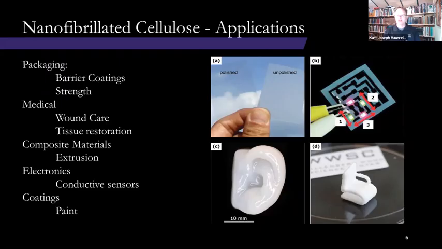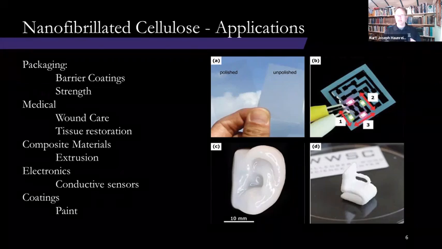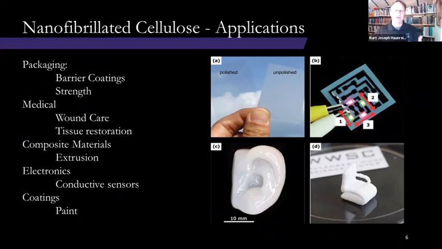Electronics, it's used in electronics for conductive sensors. You've all heard about the smart paper that Anthony's lab is developing, right? That's an opportunity for NFC to be used in those products. Coatings, as a reinforcing agent in coatings. NFC, again, I'm getting ahead of myself a little bit. We'll talk about the surface parameters, but you can use it to stabilize the rheology of your mixture. You can produce really stable colloids.